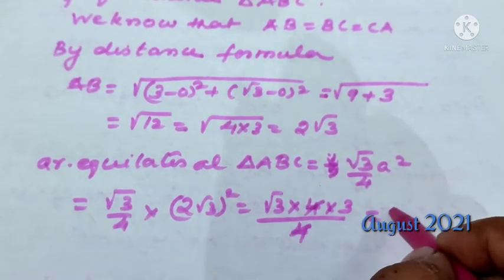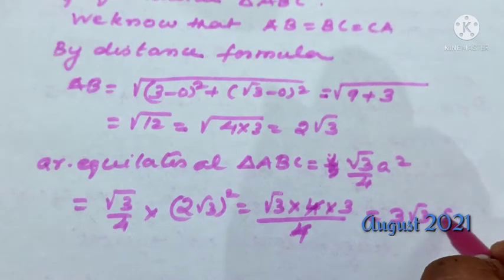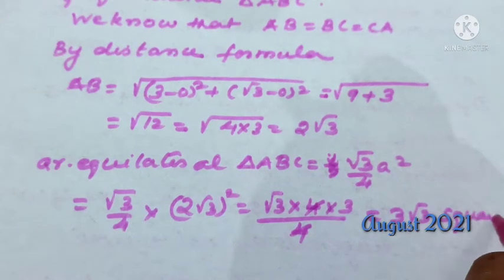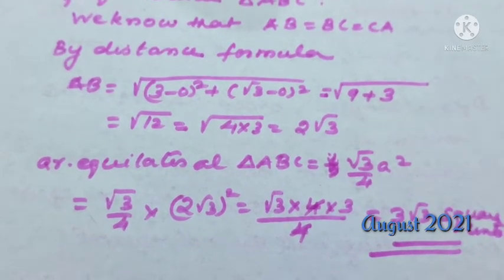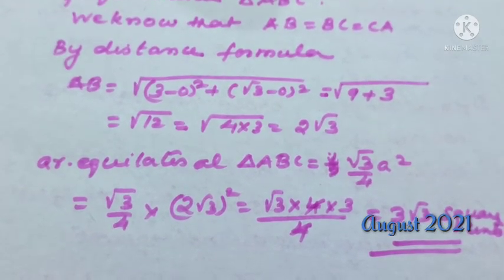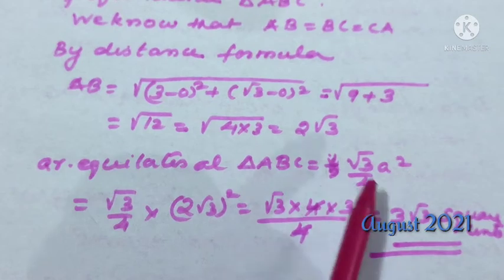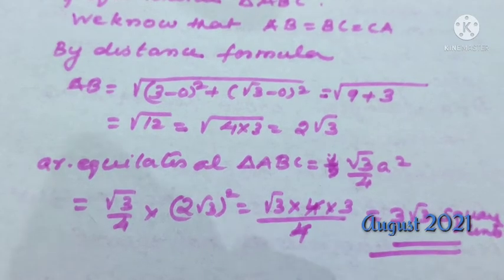So what is the final answer for us? 3 root 3 square units. So the area of the equilateral triangle is root 3 by 4 A square. We just substitute the side value of 2 root 3 and the final answer is 3 root 3 square units.